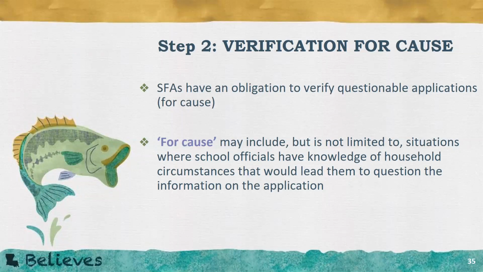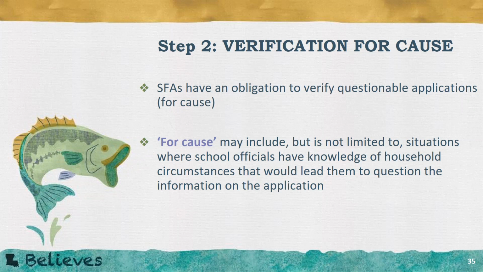Apart from the required verification of a specified number of approved applications, regulations at 7 CFR 245.6a(c)(7) require LEAs to verify any questionable application, including on a case-by-case basis, verifying any application for cause when the LEA is aware of additional income or persons in the household. This is known as verification for cause.